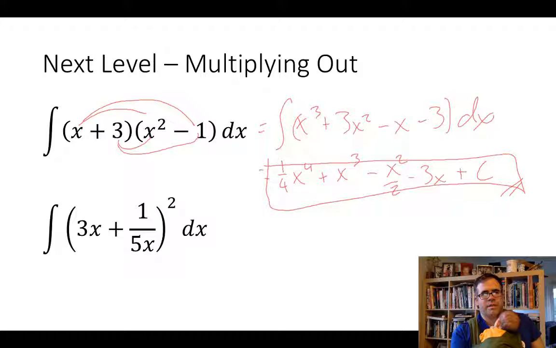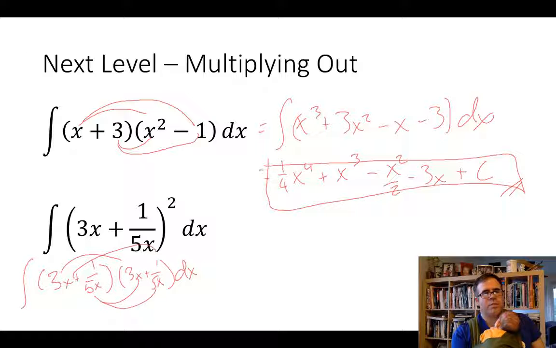Similarly with this, that doesn't fit anything on our derivative rules sheet, but if we acknowledge that this is the same as 3x plus 1 over 5x times 3x plus 1 over 5x dx, a little bit of distribution will make that equal to the integral of 9x squared plus 6/5 plus 1 over 1/5 x squared dx.